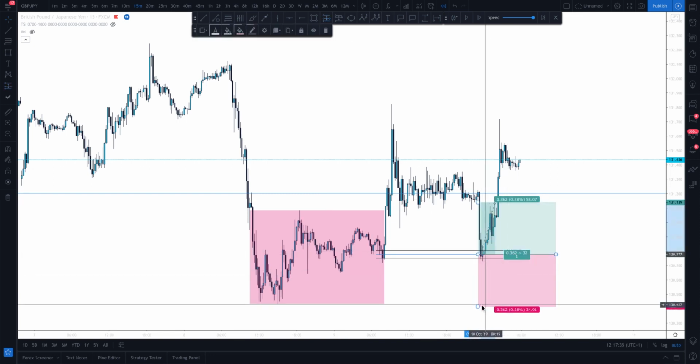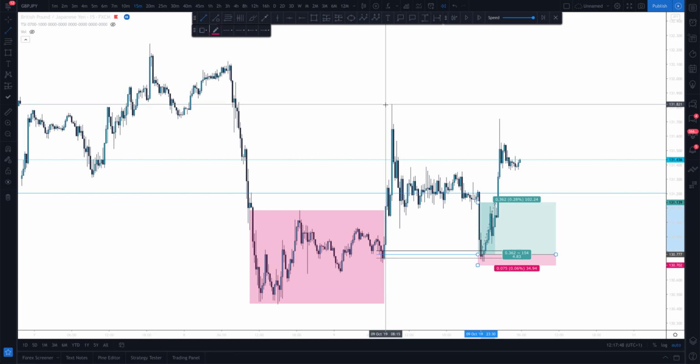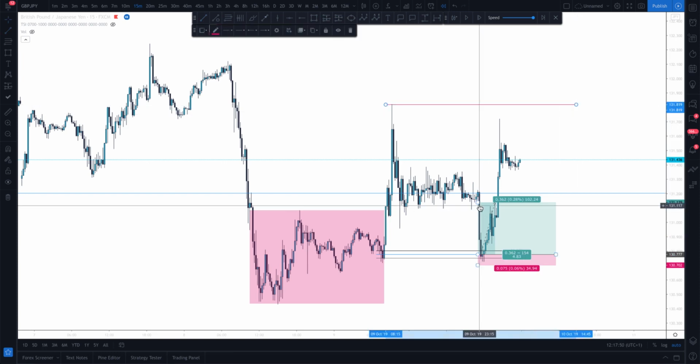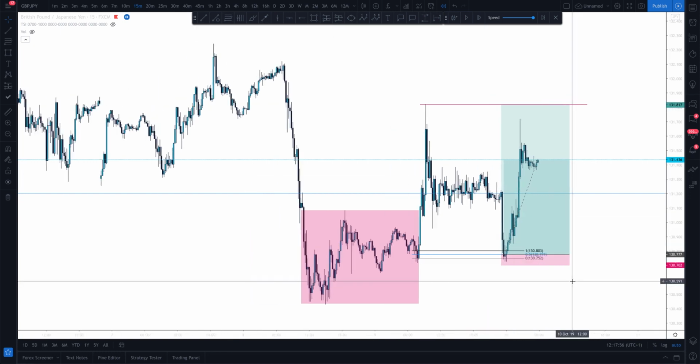So look, we had a nice move. Your stop loss is below this low here. So we had a nice 7.5 pip stop loss. And if our take profit was at this break of structure here, this would have given us a nice 13% trade. You see how that happened?